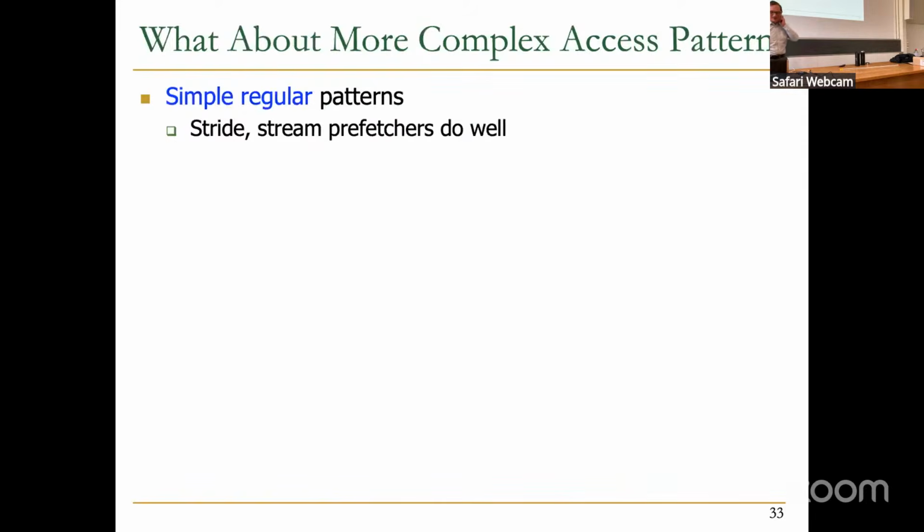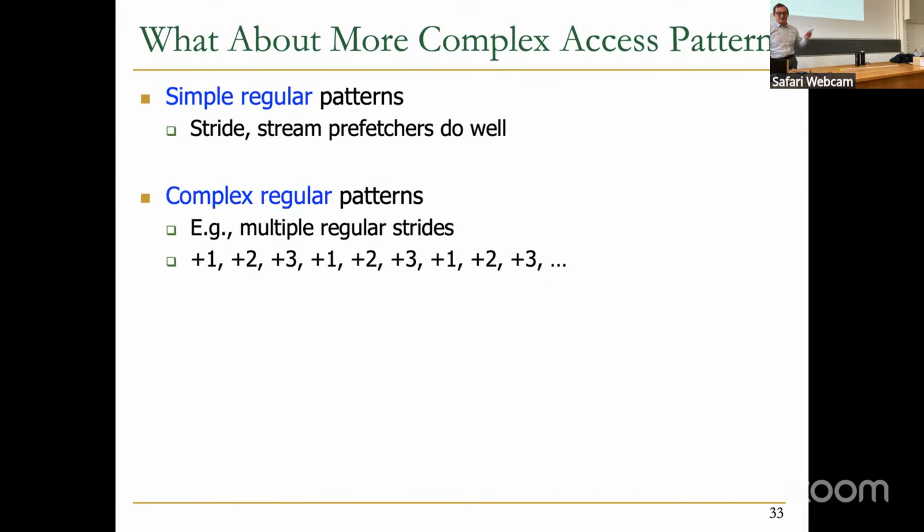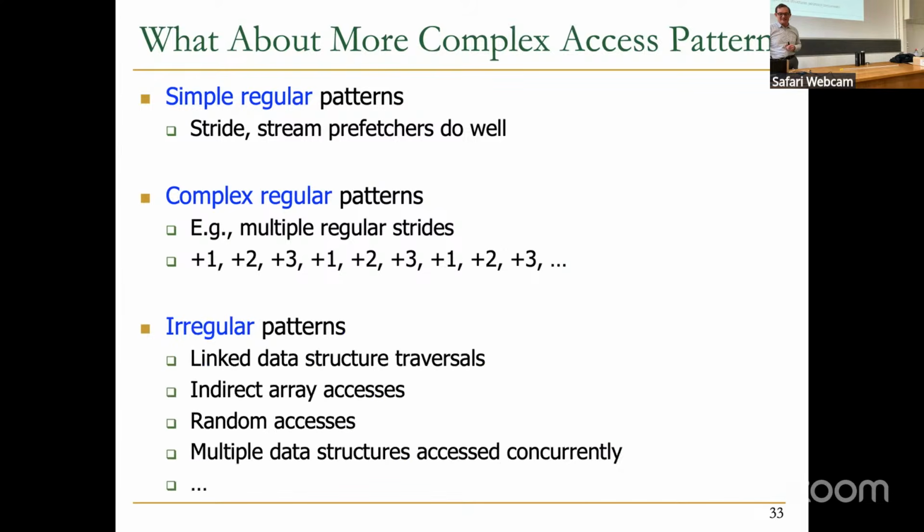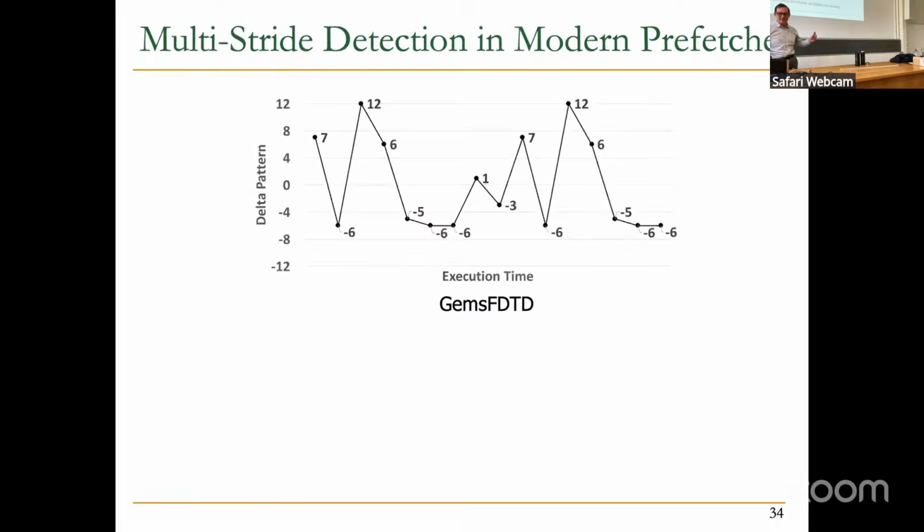Okay, now we've been talking about regular and somewhat irregular patterns. For simple regular patterns, stride and stream prefetchers work well. Complex regular patterns, you can also design prefetchers that could capture, like 1, 2, 3, 1, 2, 3, 1, 2, 3. We're going to see how to do that. You can have irregular patterns like data structure traversals, indirect array accesses, random accesses, if you can capture those, and multiple data structures that are accessed concurrently. So you can come up with many different patterns.